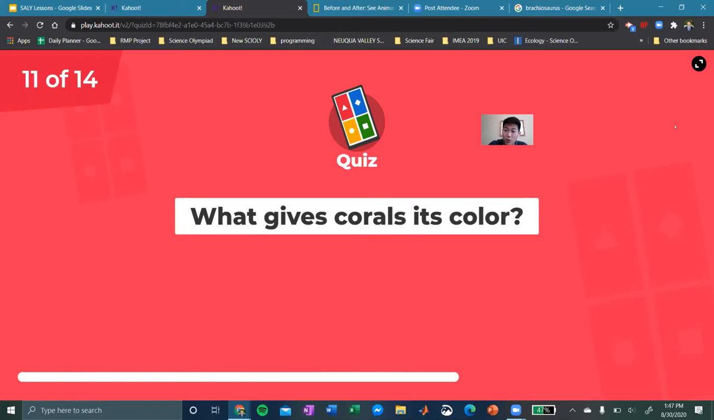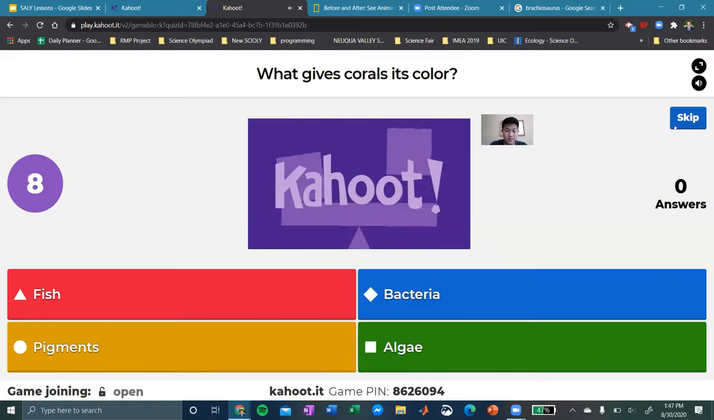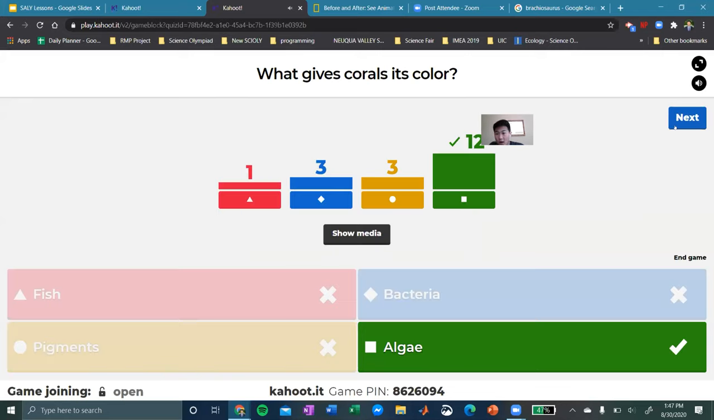Okay, what gives coral its color? Okay, so the answer is algae. I kind of gave you a hint from the last question. But coral polyps have algae inside of them, and algae come in all sorts of different colors. So that's why corals come in so many colors.